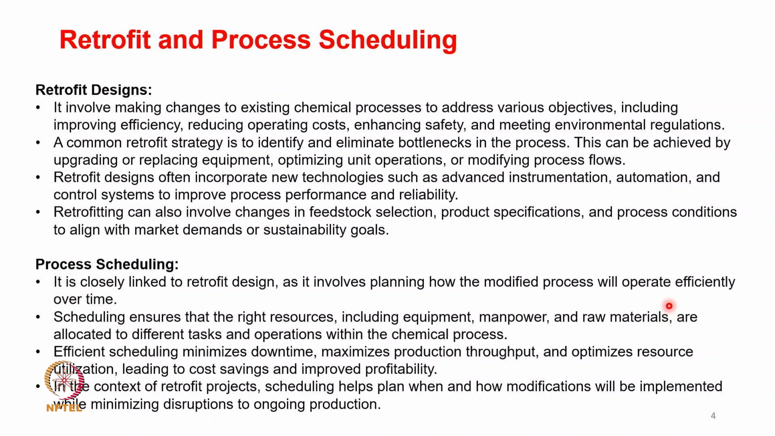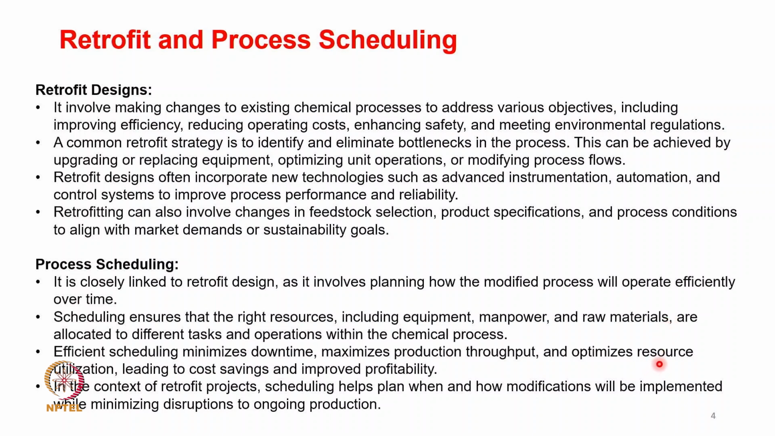So what is process scheduling? Now we try to connect with the fourth term. We started with operability, we spoke about process control, we spoke about retrofit design, and also process scheduling. Process scheduling is very closely linked to retrofit design. It involves planning how the modified process will operate efficiently over time. Scheduling ensures that the right resources, including equipment, manpower, and raw materials, can be allocated in a principled fashion.